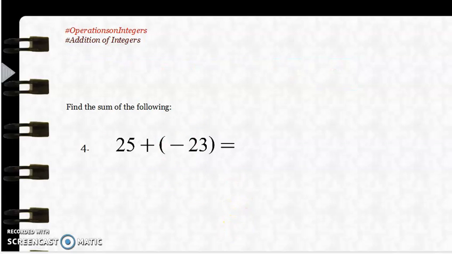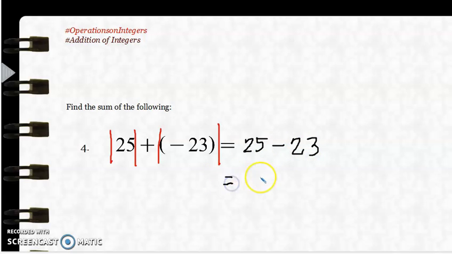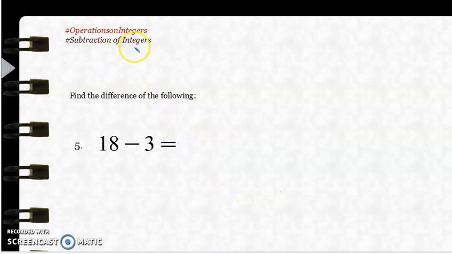Moving on, same rule, we now add 25 and negative 23. Since their signs are different, we get the difference of their absolute values. So we have here 25 to be subtracted by 23. Getting the difference of their absolute values, we get 2. The larger absolute value between the two numbers is 25, therefore the resulting number is positive.